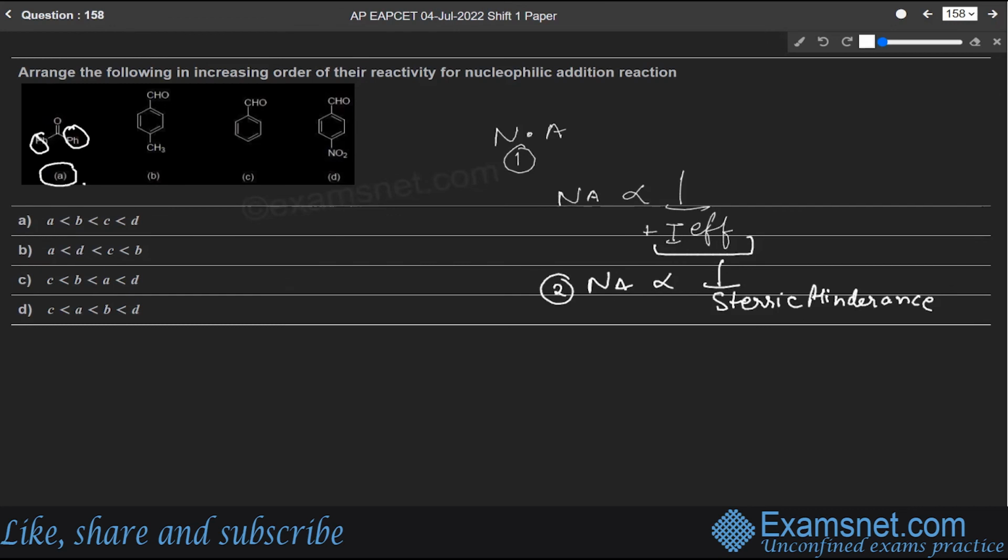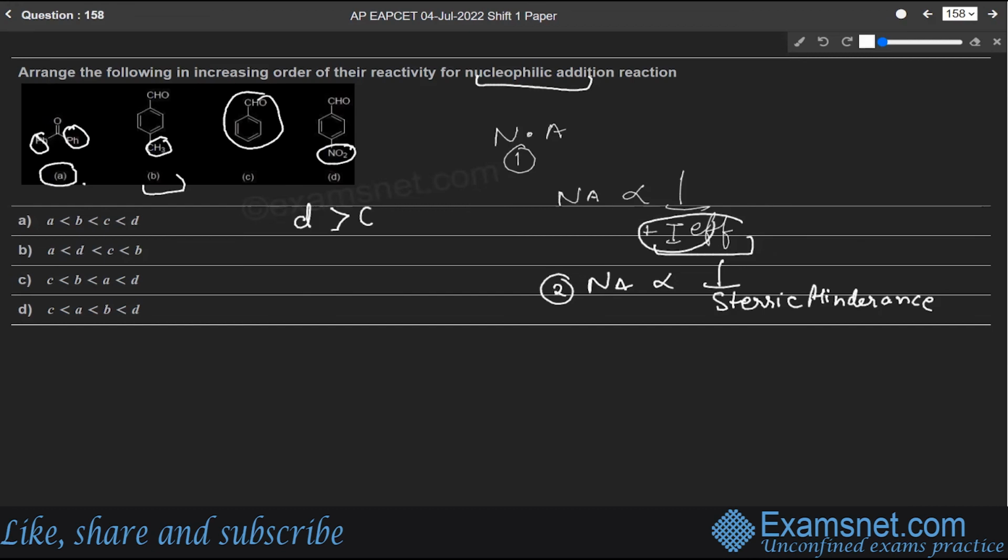These three are benzene. Can you see this NO2 is an electron withdrawing group, right? So this would withdraw the electrons. If that withdraws the electrons, nucleophilic addition reaction would be more in the D case. Okay, they asked us in increasing order. Never mind, D would be more. I will be changing that. D would be more, and then which would be more? This is the releasing group, and this is normal benzaldehyde. So C would be more, and then B because this is a releasing group.